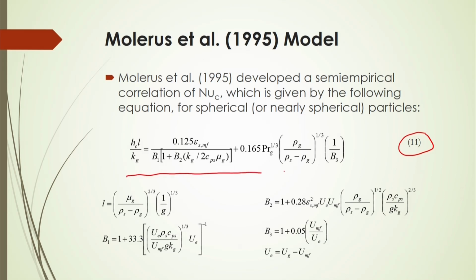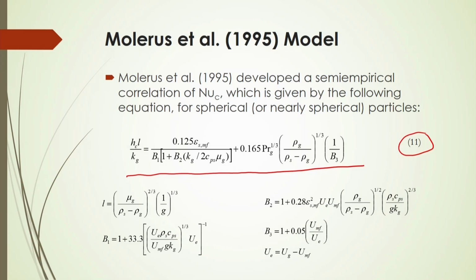Now, as per equation number 11, it is seen that this heat transfer coefficient h_c is a function of some factors B1, B2, the density of the gas, the density of the particle, and also the factor B3, and other physical properties like the specific heat capacity of the solid, the specific heat capacity of the gas, and also the thermal conductivity of the gas. And also L is the length of the bed. This length of the bed is also an important factor there.